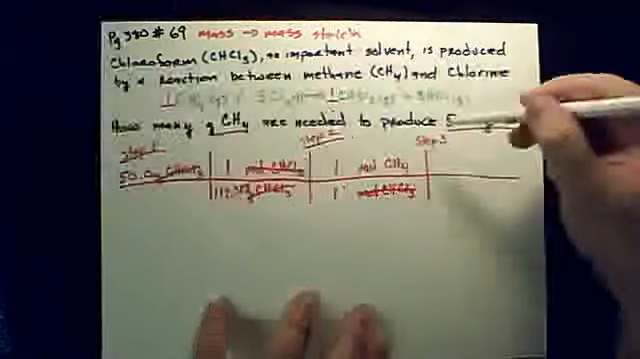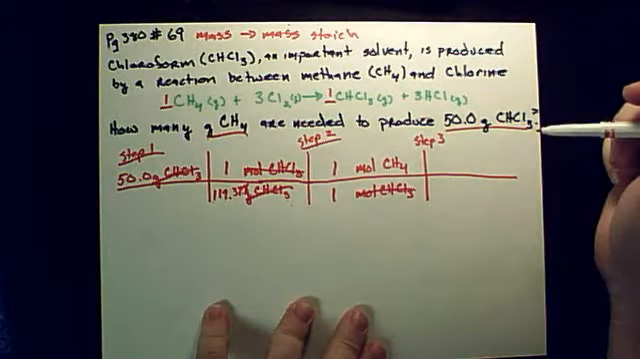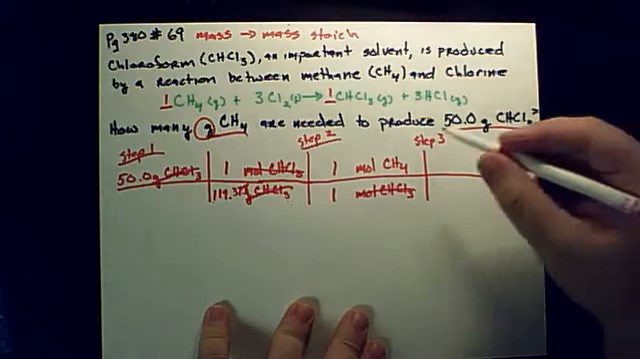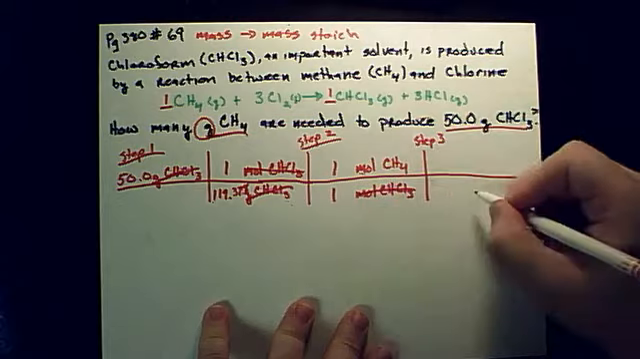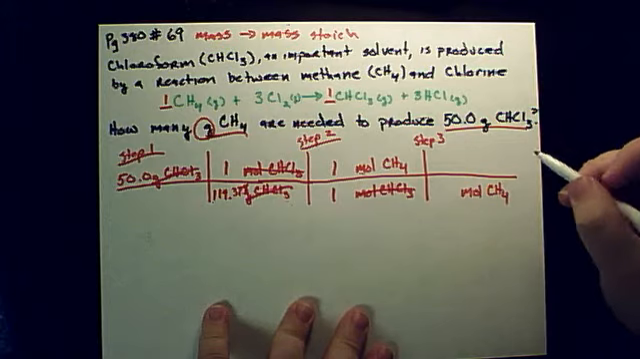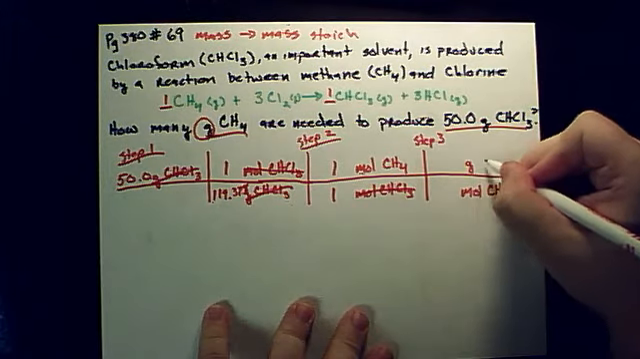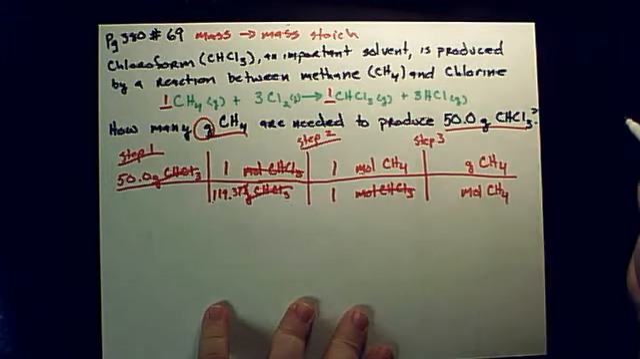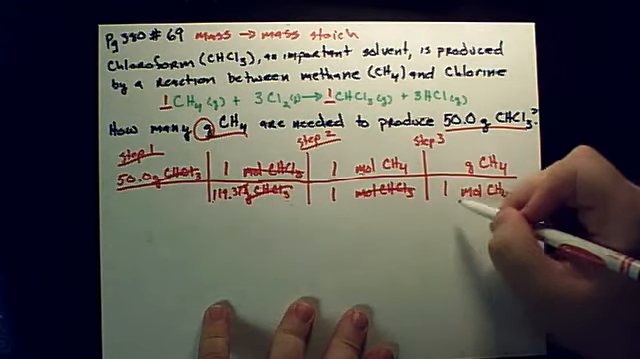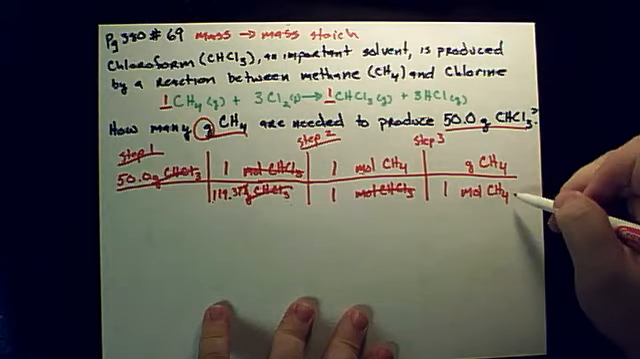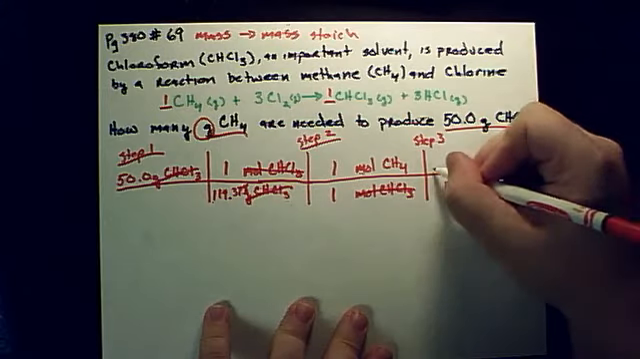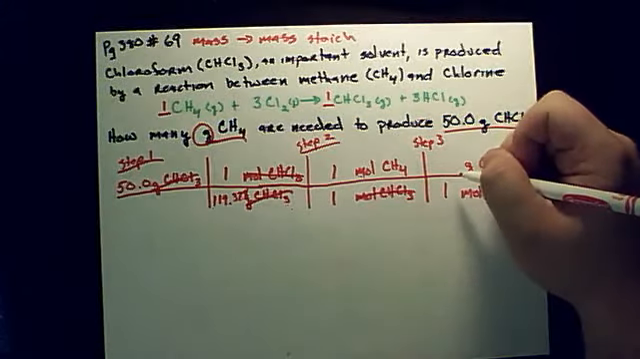Step 3 is convert to the desired unit. The desired unit here is grams, because it says how many grams. So if I have moles of CH4 here, I'm going to write moles of CH4 here. And I'm trying to convert to grams of CH4. Now, the number that goes here is 1 because it's a conversion, 1 mole. I'm doing a mole conversion just like we did previously. And the number that goes here is my molar mass.